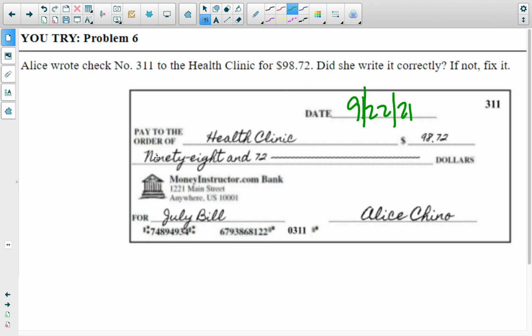In words, 98 and 72. The problem is that this 72 is not written as a fraction, so this needs to be written as 72 out of 100. Because if you just look at it this way, it could be $98 and $72. That's a problem. That's a lot more money than Alice intended to spend. Alice wrote the memo and Alice signed. Everything else looks good.